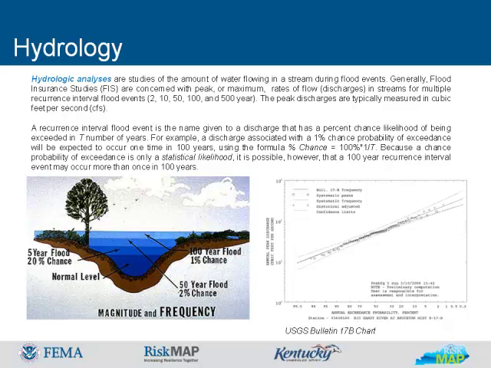A recurrence interval flood event is the name given to a discharge that has a percent chance likelihood of being exceeded in T number of years. For example, a discharge associated with a 1% chance probability of exceedance will be expected to occur one time in 100 years, using the formula percent chance equals 100% times 1 over T. Because a chance probability of exceedance is only a statistical likelihood, it is possible, however, that a 100-year recurrence interval event may occur more than once in 100 years.